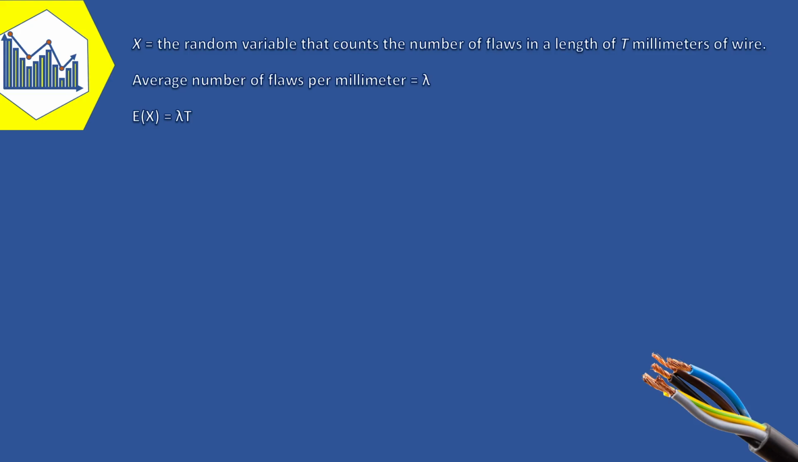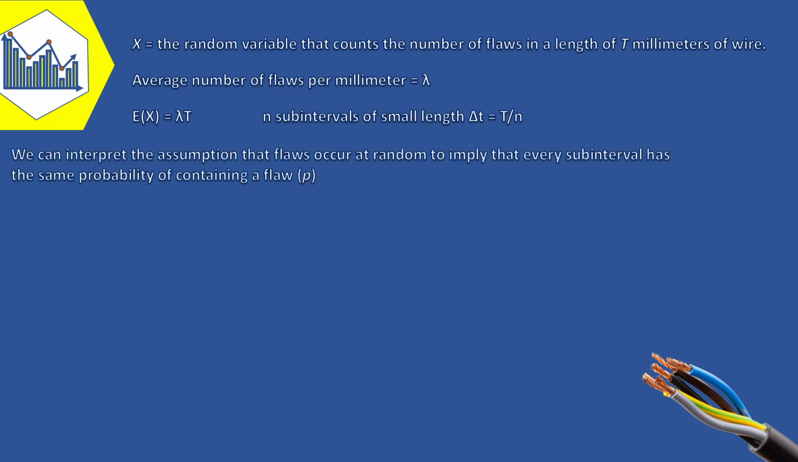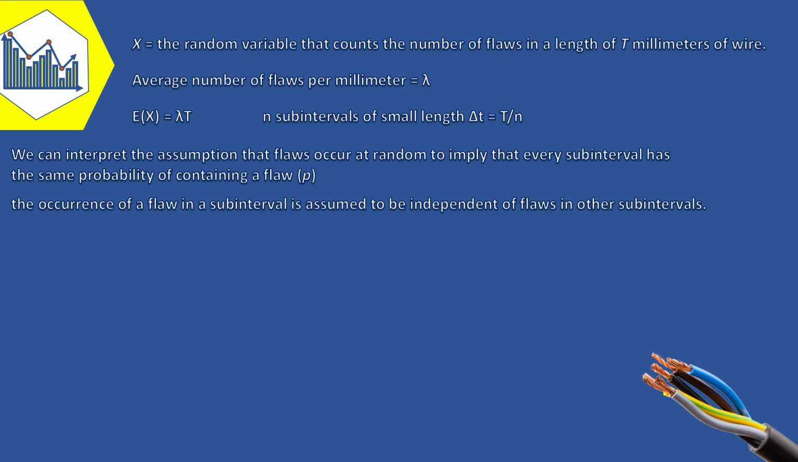Partition the length of wire into n subintervals of a small length delta t, which is equal to t over n. If the subintervals are chosen small enough, the probability that more than one flaw occurs in a subinterval is negligible. Furthermore, we can interpret the assumption that flaws occur at random to imply that every subinterval has the same probability of containing a flaw, say p. Also, the occurrence of a flaw in a subinterval is assumed to be independent of flaws in other subintervals.